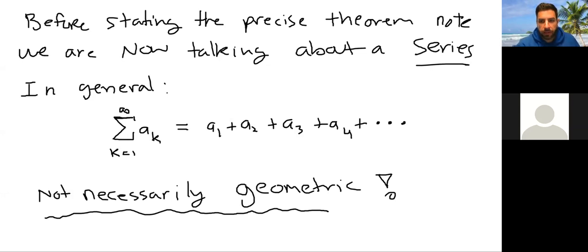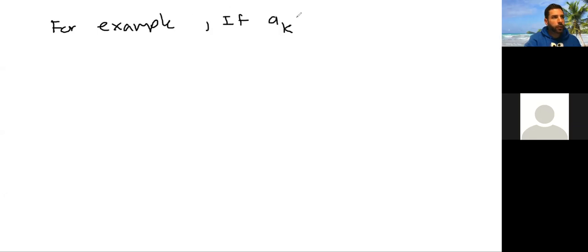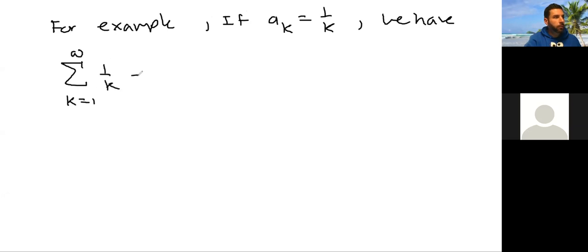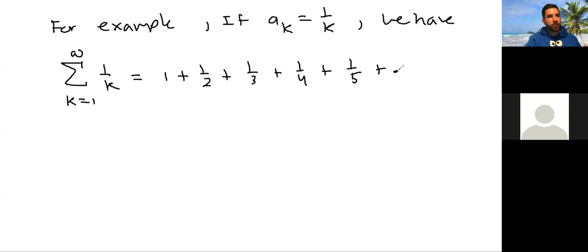So let me explain that one more time so we're very clear. For example, if the kth term is 1 over k, what do you have? Well, you have the sum as k goes from 1 to infinity of 1 over k. And what does this mean? When k is 1, you get 1 plus a half plus a third plus a fourth plus a fifth, and of course, this pattern continues and continues.